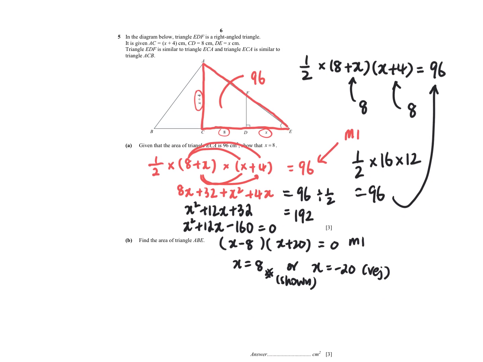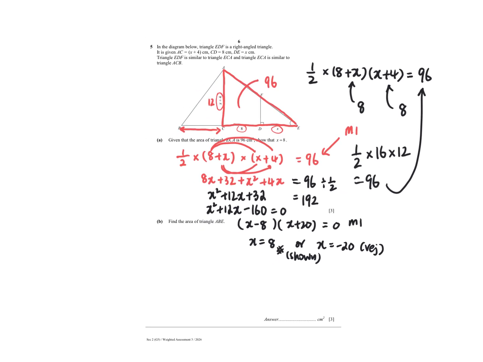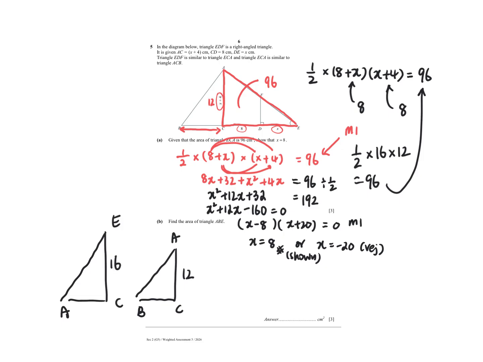Next one. Area of ABE, the whole triangle. I already know this is 12. I need to know what is this. Okay? So what they tell me is that ECA is similar to ACB. So I redraw to help myself see clearer. So I already know this is 12. CE is 16. AC is 12. So I need to find this first.